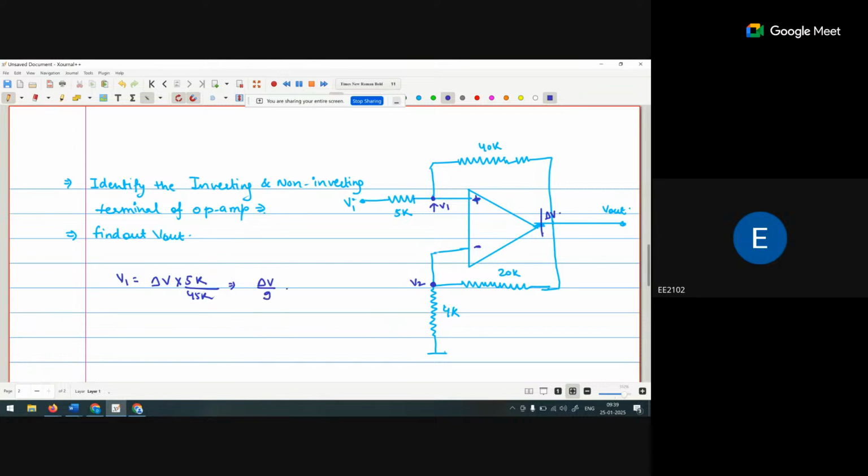Similarly, if we consider V2, V2 is del V into 4K upon 24K. So this is del V by 6. This voltage is greater than del V by 9. That's why this terminal becomes negative and this terminal becomes positive. Now calculate the output voltage.